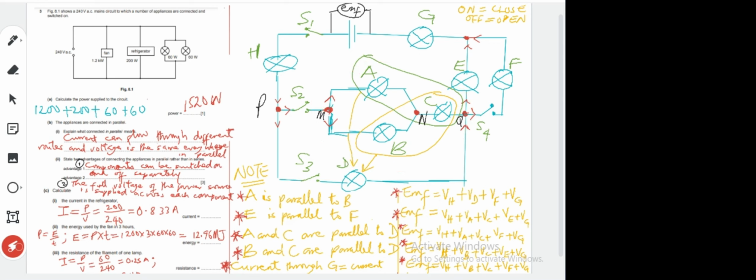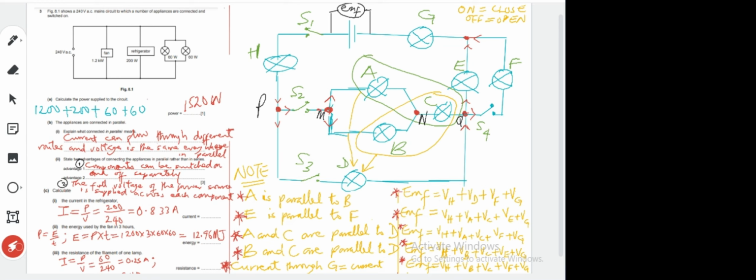From M, these are the two different routes it can flow: A through C until it gets to Q, and B through C until it gets to Q. And we have established that A and B are in parallel. Why? They flow through different paths, but when they meet, they combine again, and it was the same amount of current that entered that will be leaving the junction.